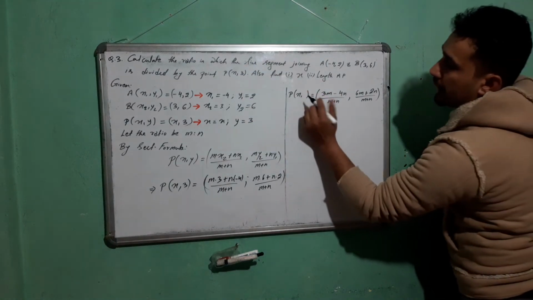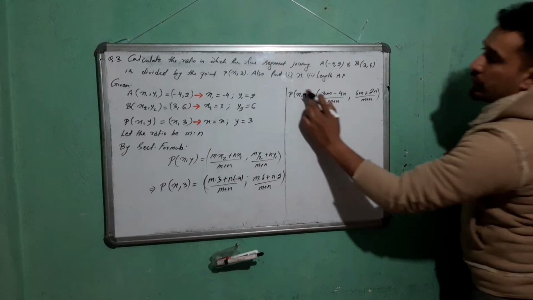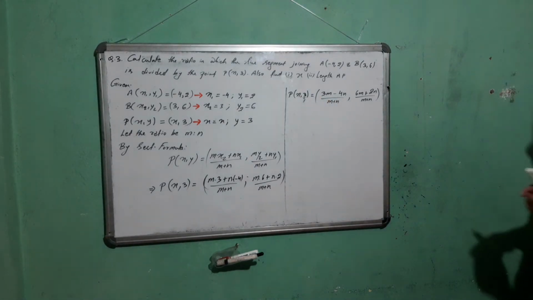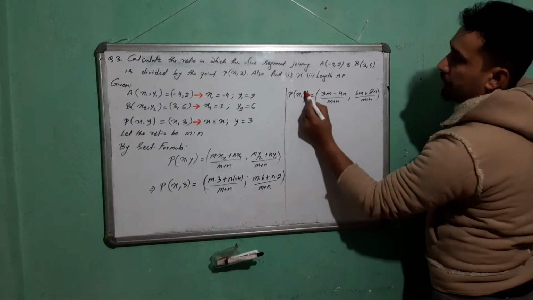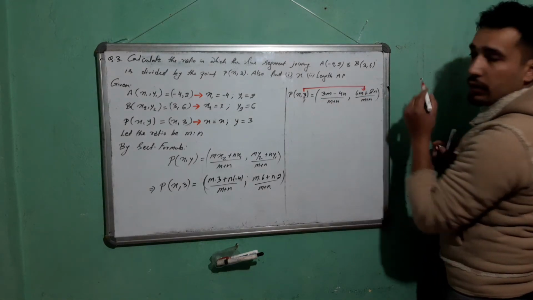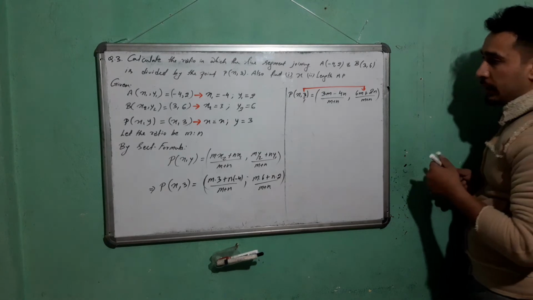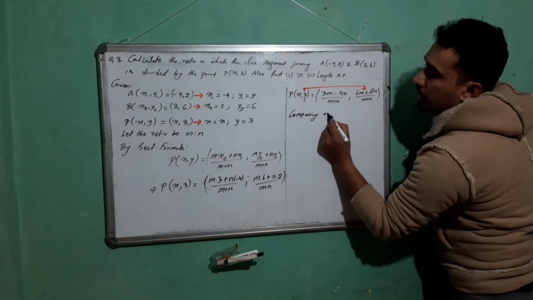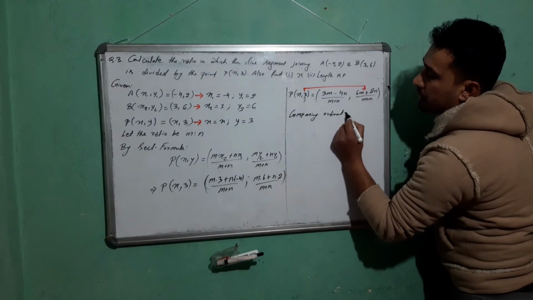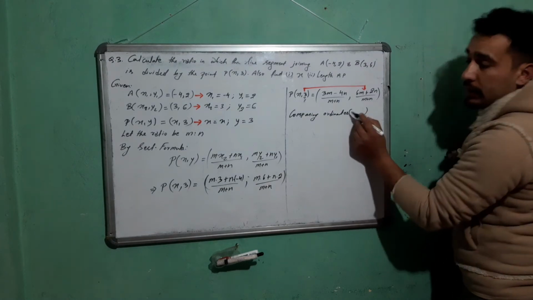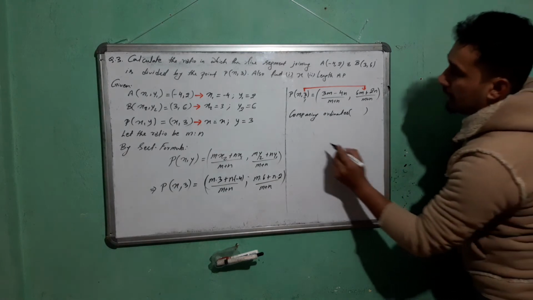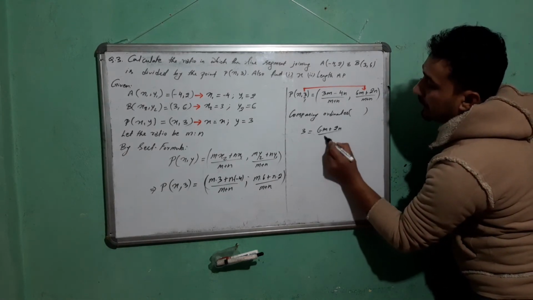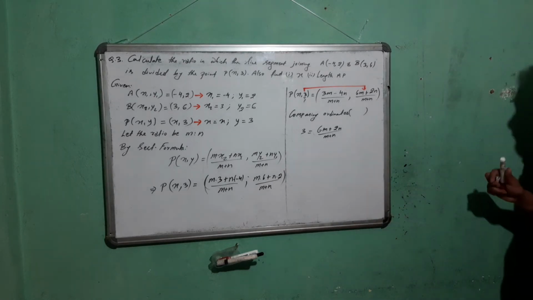Here in case of y we have 3. So comparing the ordinate, if you compare this value of y, you will get the ratio. What is ordinate? Ordinate means value of y. So 3 is equal to (6m plus 2n) divided by (m plus n).